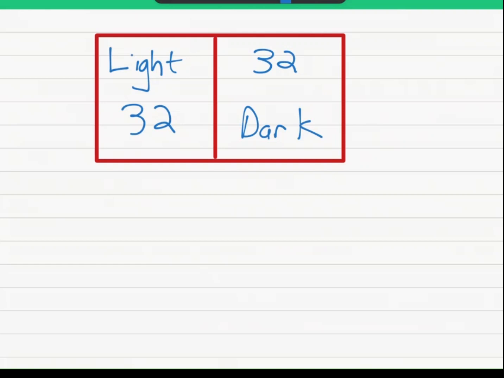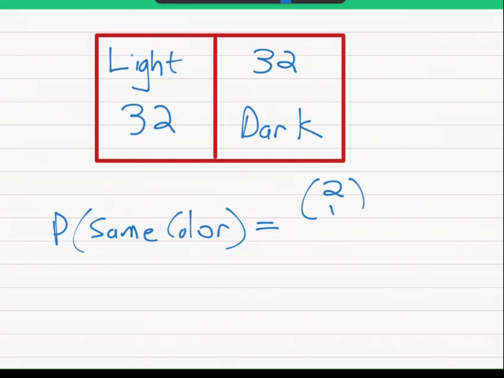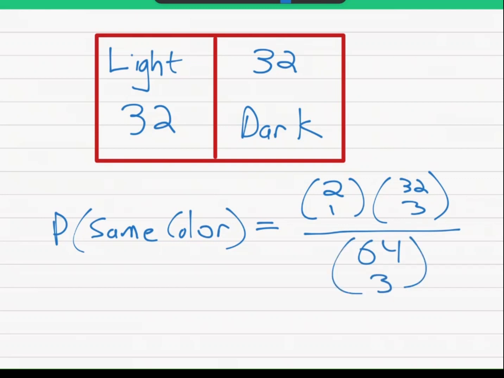So this probability, let's just write it down. The probability of them landing on the same color, I'll just write the probability event as a shorthand inside the parentheses. That's fairly standard. It's going to be what? It's going to be 2 choose 1 times 32 choose 3, and the probability space will, from all 64 squares, choose 3 of them to have bishops on them. Okay, so let's explain these top items here.